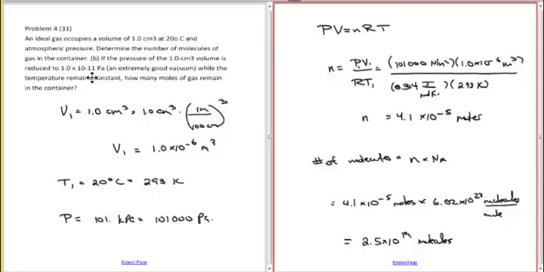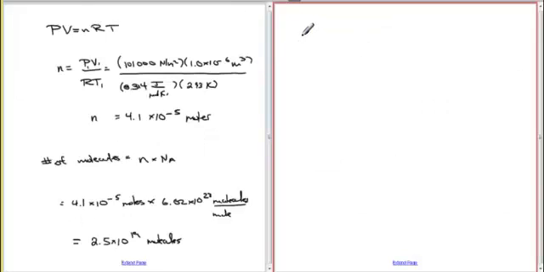Okay, so part B asks: if the pressure of the volume is reduced to this while temperature remains constant, how many moles of the gas remain in the container? So it's just a matter of doing the same thing, but reducing the pressure to a very small value. So we can just do the same thing.